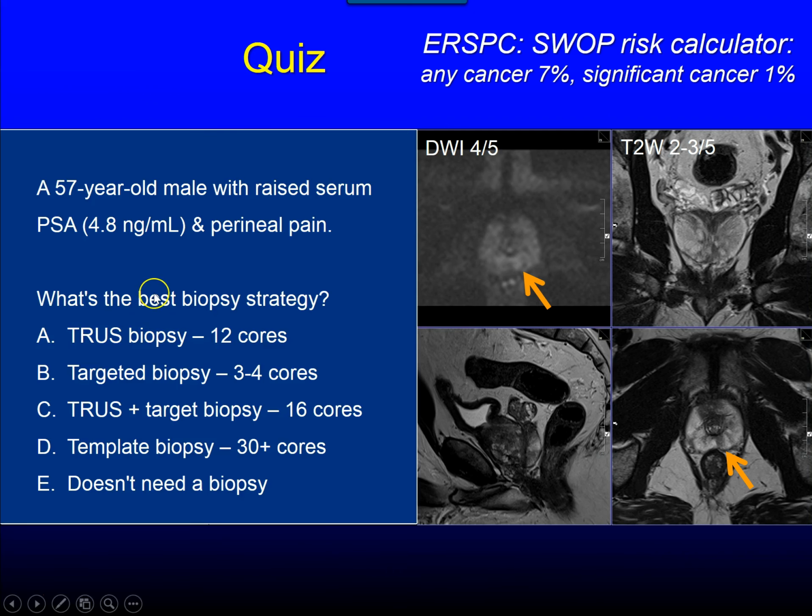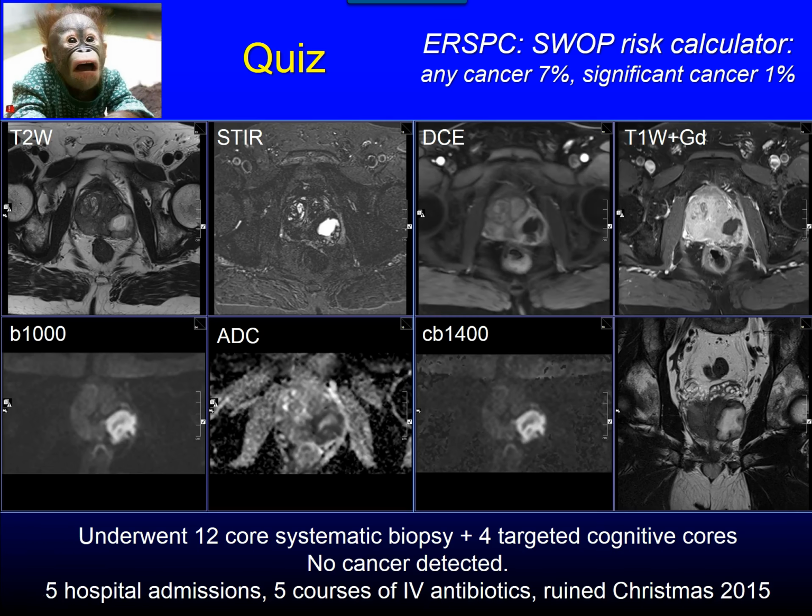So what would you do with this particular patient? Would you do a TRUS biopsy? Would you do a targeted biopsy? Would you do a TRUS plus targeted biopsy? Or would you do a template biopsy? Or would you just say, actually, this guy doesn't need a biopsy at all? So he underwent a systematic biopsy plus 4 targeted cores. No cancer was detected.